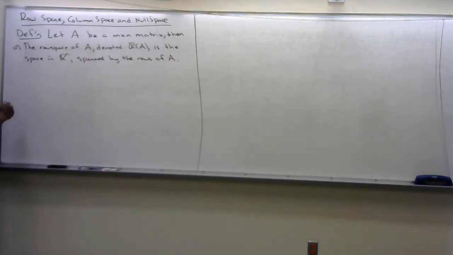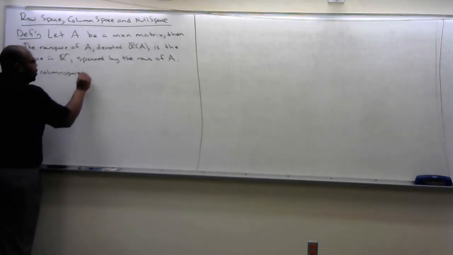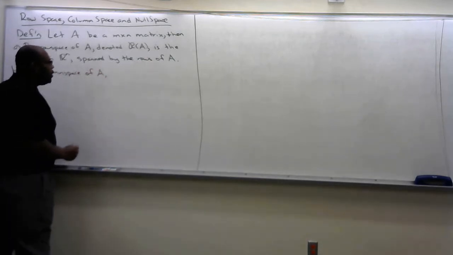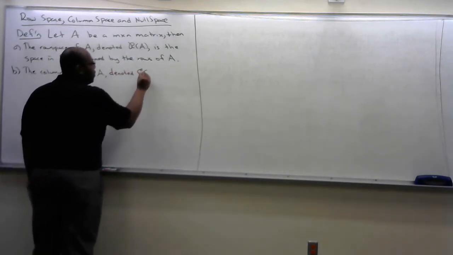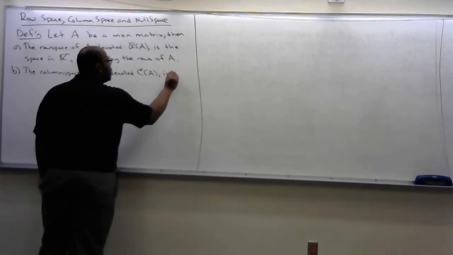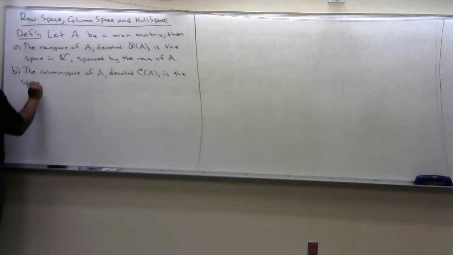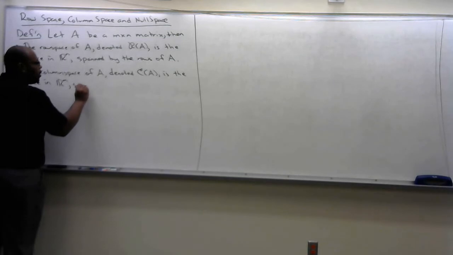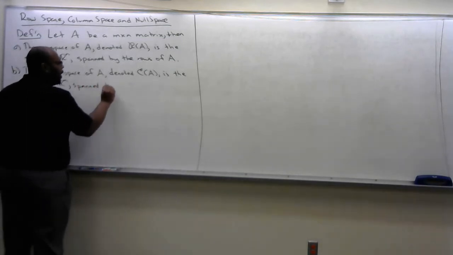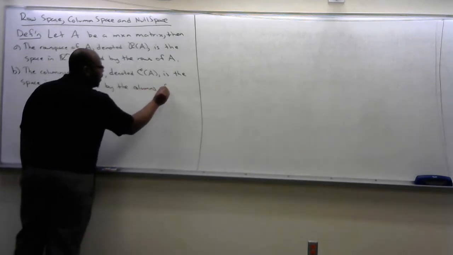And two, the column space of A, denoted with a cursive C, is the space in R^m spanned by the columns of A.